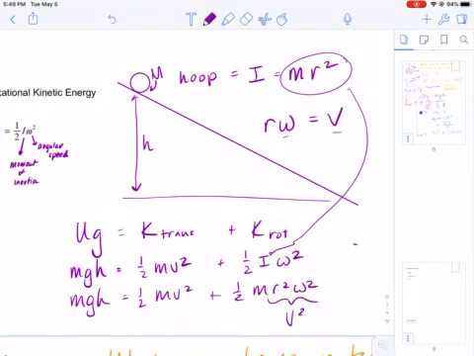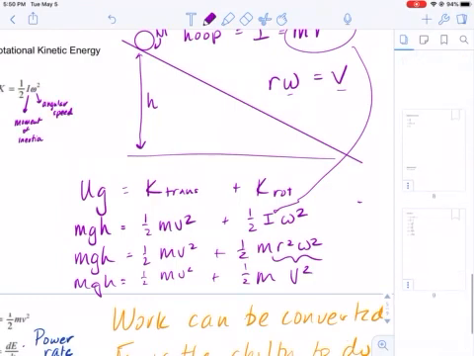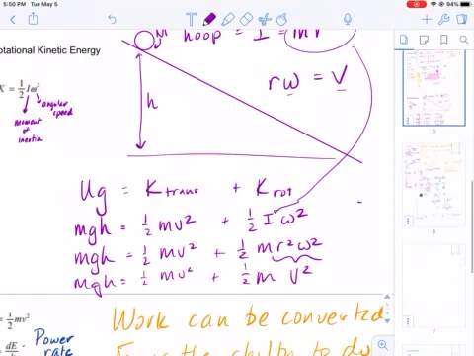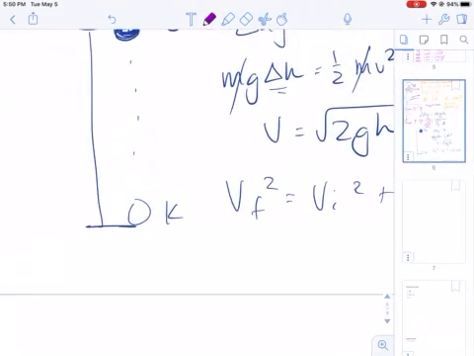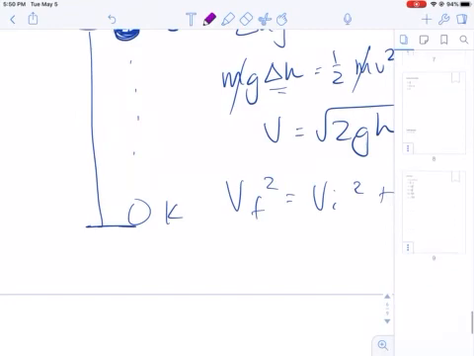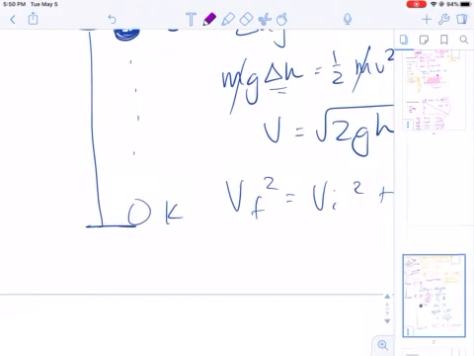Okay. So again, mgh equals 1/2 mv squared plus 1/2 mv squared. So mgh equals just mv squared. So the m's cancel, and v would just be the square root of gh for that hoop. And remember, depending on the shape, like if it was a solid disc, for example, the moment of inertia is 1/2 mr squared. You would plug in a different value for I and get a different number right there.